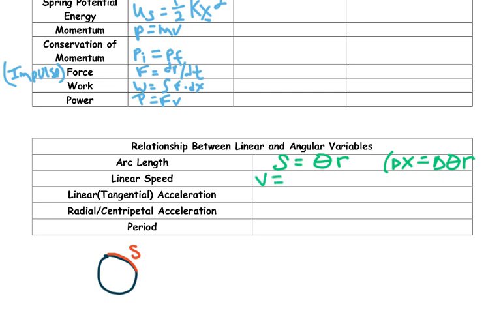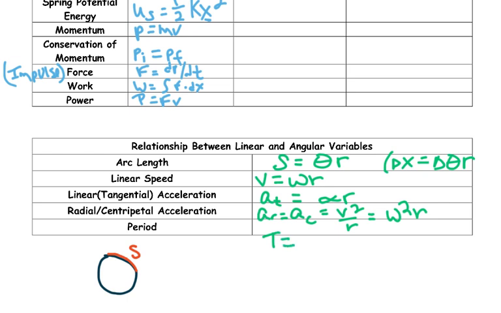Linear speed, we just did that up there. It's the angular velocity times radius. And then linear tangential acceleration is the angular acceleration times the radius. Okay, radial acceleration, we called it centripetal acceleration. It's v squared over r, but now since v is also equal to omega, the angular velocity, times the radius, we can also write it in terms of the angular velocity and the radius.